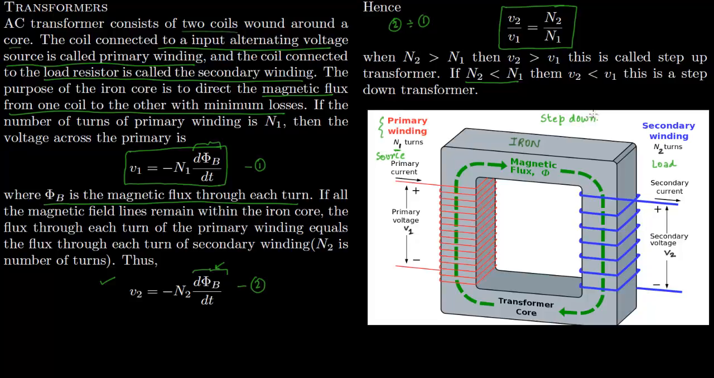Both step up and step down transformers are used in power transmission. At the power station, you first step up the voltage and make it extremely high voltage, and close to the source of consumption, that is close to the households, you use a step down transformer and reduce this high voltage. So this is all there is to know about transformers.